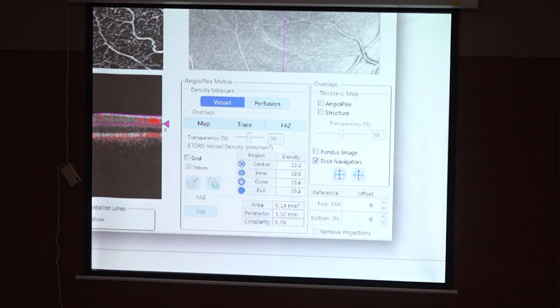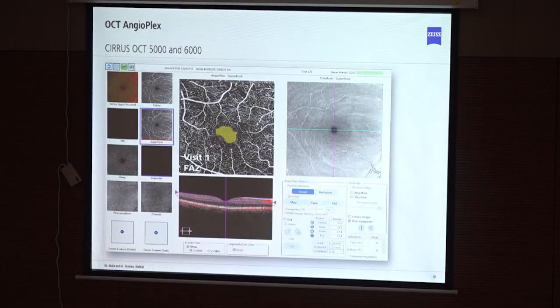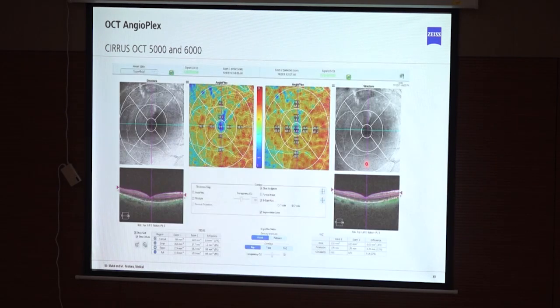Like the first visit, this is the vessel density. In the second visit, this is the vessel density, and this is the difference between them. And this is the FAZ area parameter, and the circularity are coming. So in the case of early detection of diabetic retinopathy, you can use the FAZ parameters, because the FAZ is enlarged in the case of early detection.